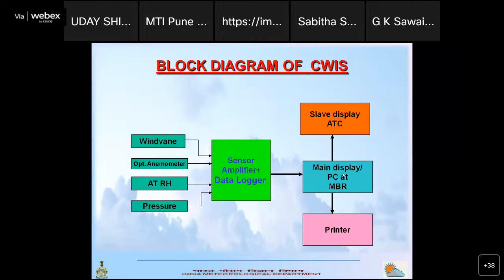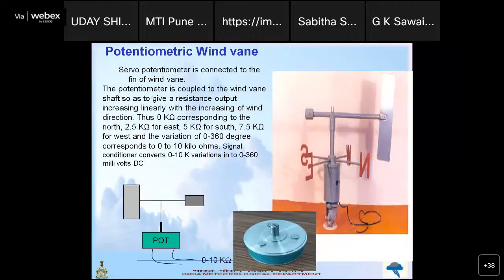The data logger also has some slave displays because they request us to place more displays in the ATC building. We have land connection facilities with the above switch, and we are providing monitors to them for monitoring the data. This is the potentiometric unit, a simple potentiometer to measure the wind direction.